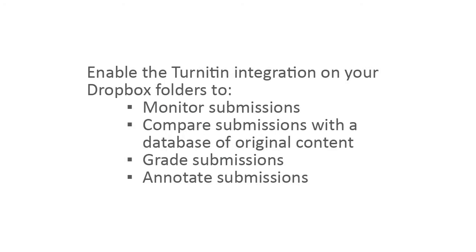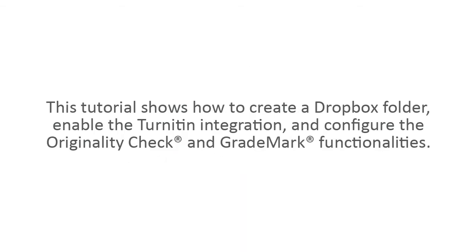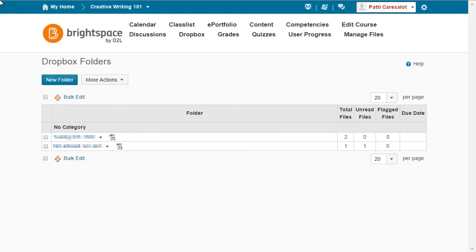Enable the Turnitin integration on your Dropbox folders to monitor submissions, compare them to an online database of original content, and grade and annotate the submissions. This tutorial shows how to create a Dropbox folder, enable the Turnitin integration, and configure the Originality Check and GradeMark functionalities. To begin, from the Dropbox tool, click New Folder.